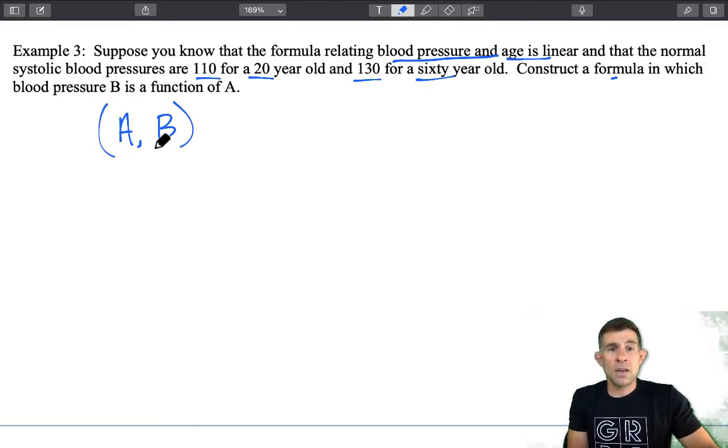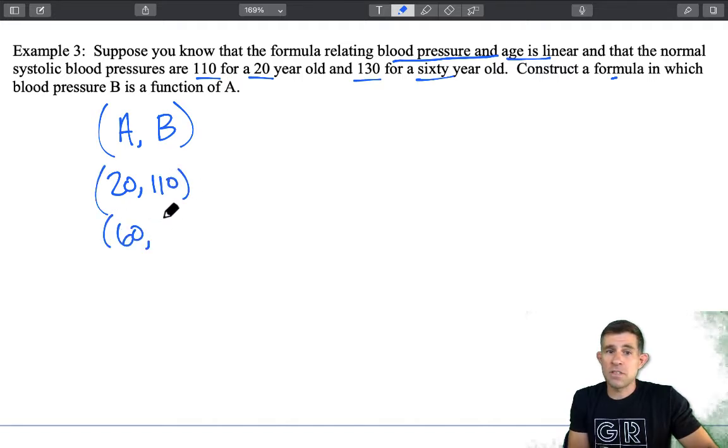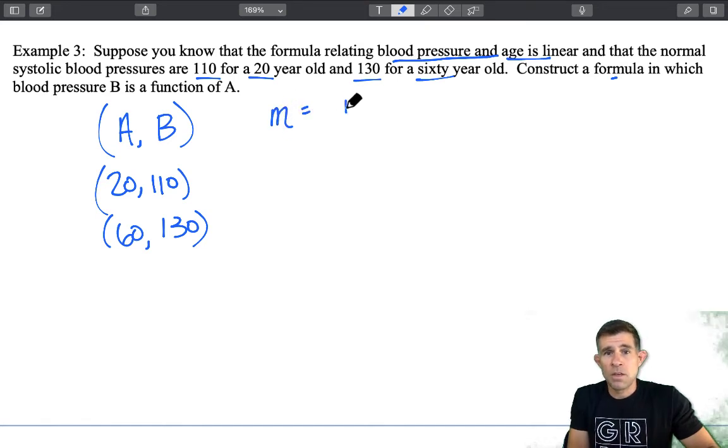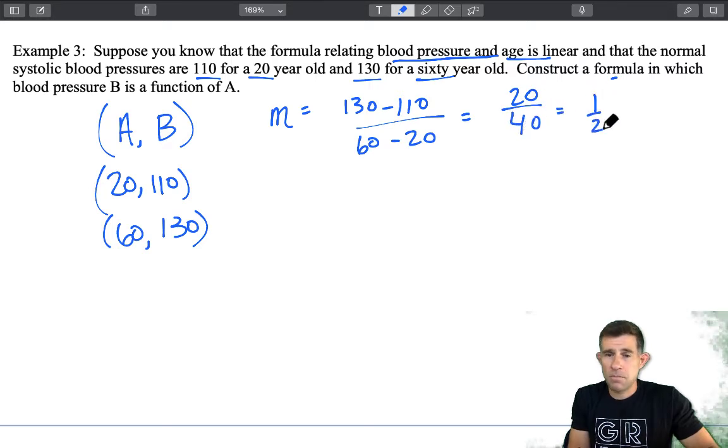All right, so we have a couple of relations here already. We have a blood pressure of 110 for a 20-year-old, and we have the normal blood pressure for a 60-year-old of 130. So just like in our previous problem, we have 2 points that exist on this linear relationship, but we first need to find the slope. So taking the difference in the y's and dividing by the difference in the x's, I will end up with 20 over 40, which reduces to 1/2. So there's the slope between those 2 points.